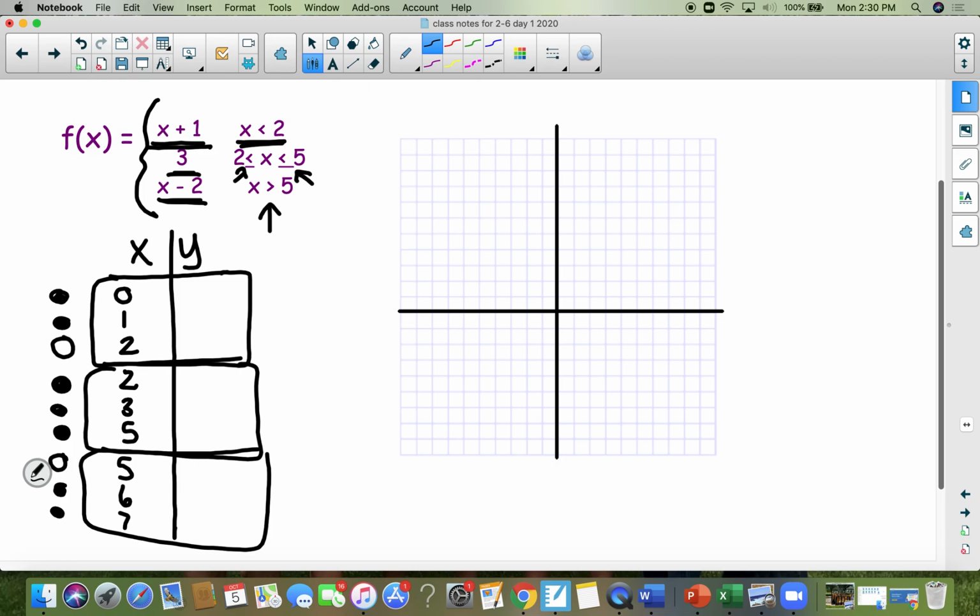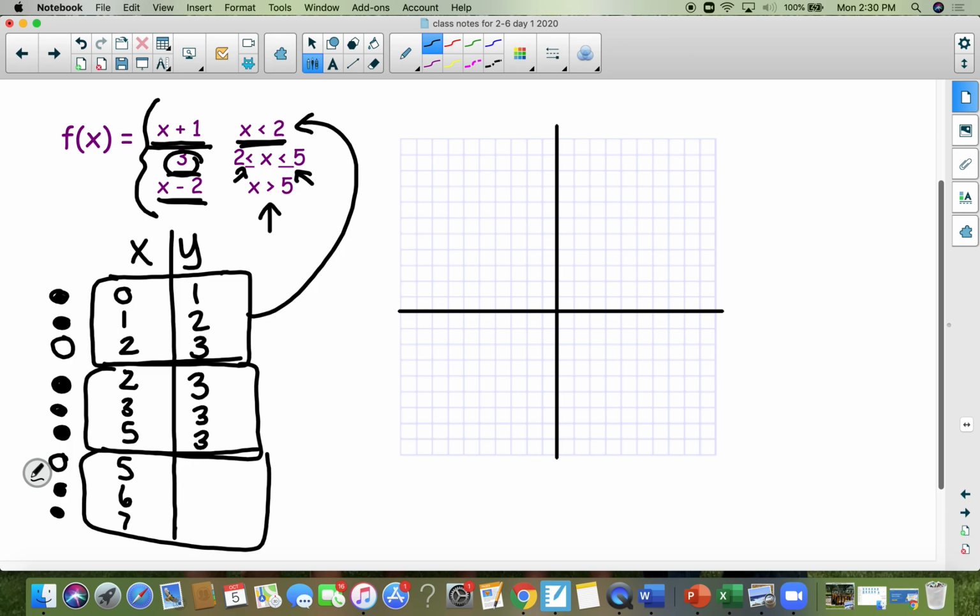Okay, let's check these off. Oop, we have to fill these in first. This one goes to this one. So in place of 0, you get a 1. 1 plus 1 is 2, 2 plus 1 is 3. This middle one goes to the middle one. All the y values have to equal 3. You can't plug in any x values to find the y.